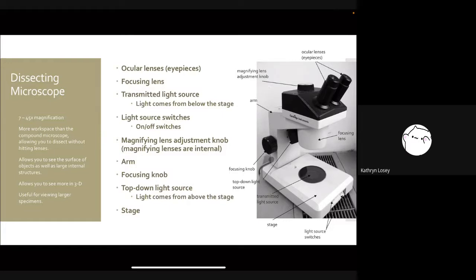Magnifying lens adjustment knob is right here at the top, and that's to change what magnification you're looking at. The arm would be the same as the compound light microscope. And then the stage is the same as a compound light microscope. And you have two light source switches because you have this transmitted light source and this top-down light source. So again, I think it's more about knowing what the parts are. I think their function is more self-explanatory than the compound light microscope.